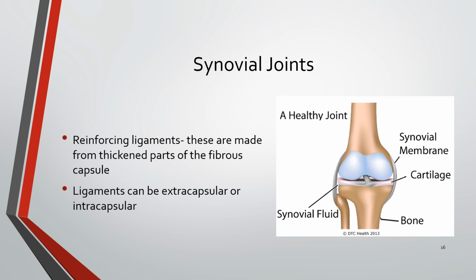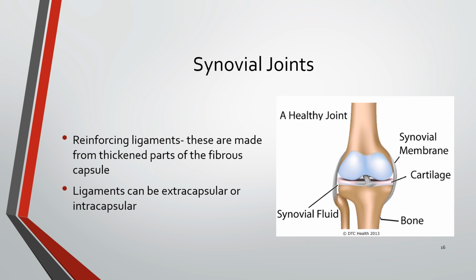Okay, so we have these reinforcing ligaments, and these are made from thickened parts of the fibrous capsule. And ligaments can be extracapsular or intracapsular. So what this means is they can be within the capsule, and that's intra, or they can be outside of the joint capsule, and that's extracapsular. So of the knee, for example, we have two extracapsular ligaments, and those would be the LCL, or lateral collateral ligament, that runs on the lateral side of your knee, and the MCL, which is the medial collateral ligament, runs on the inside of the knee.